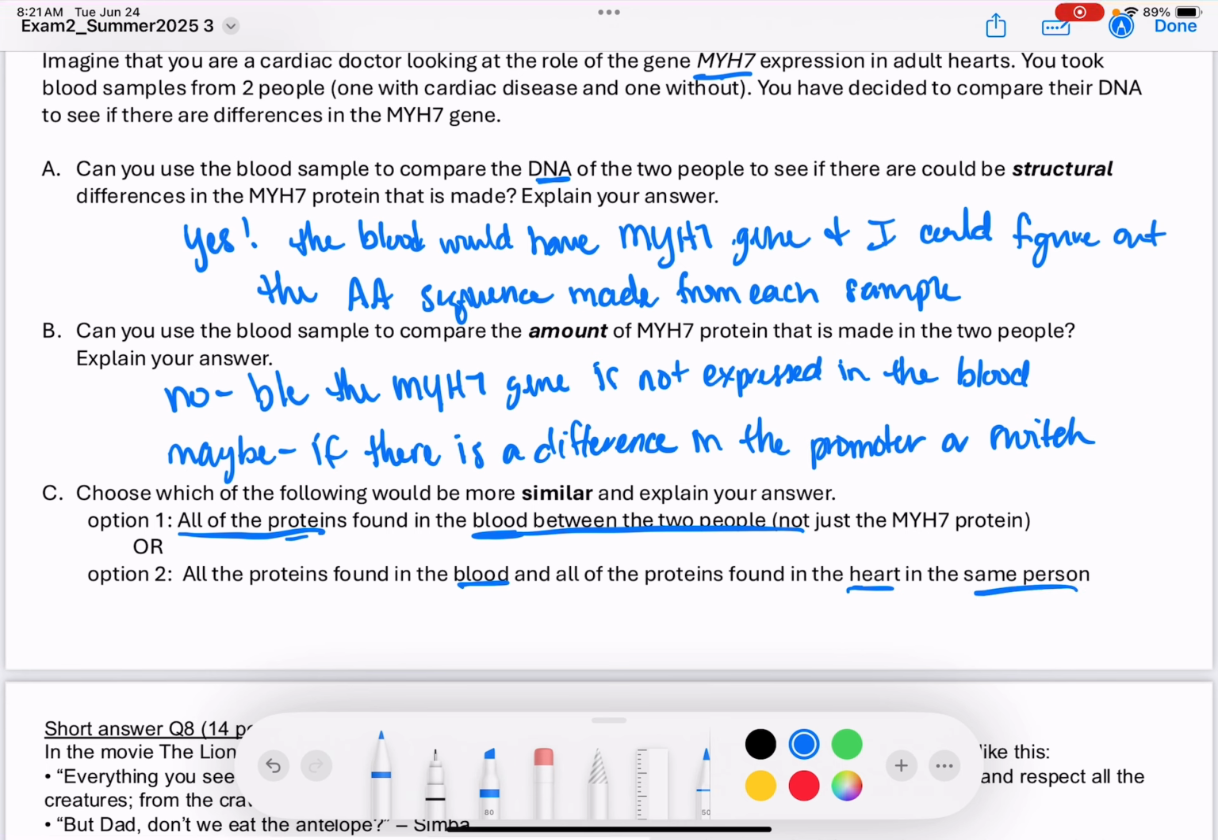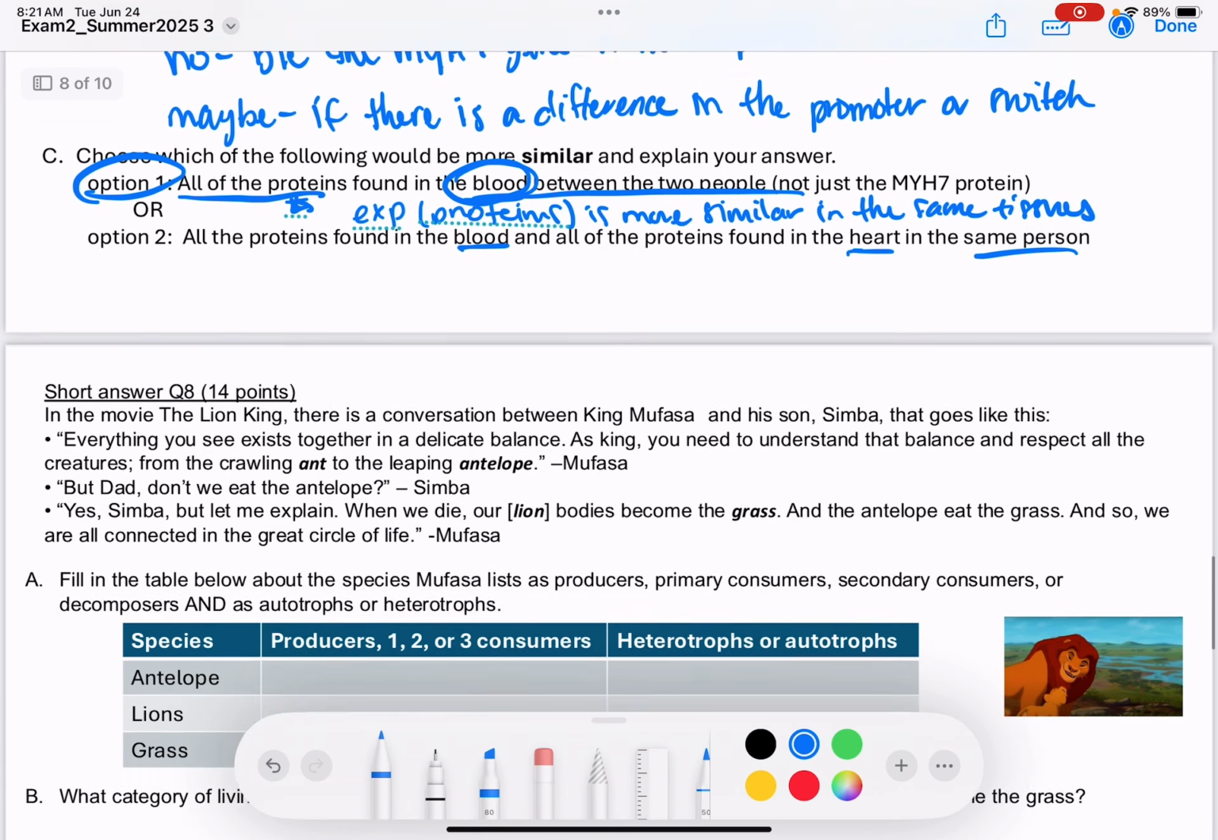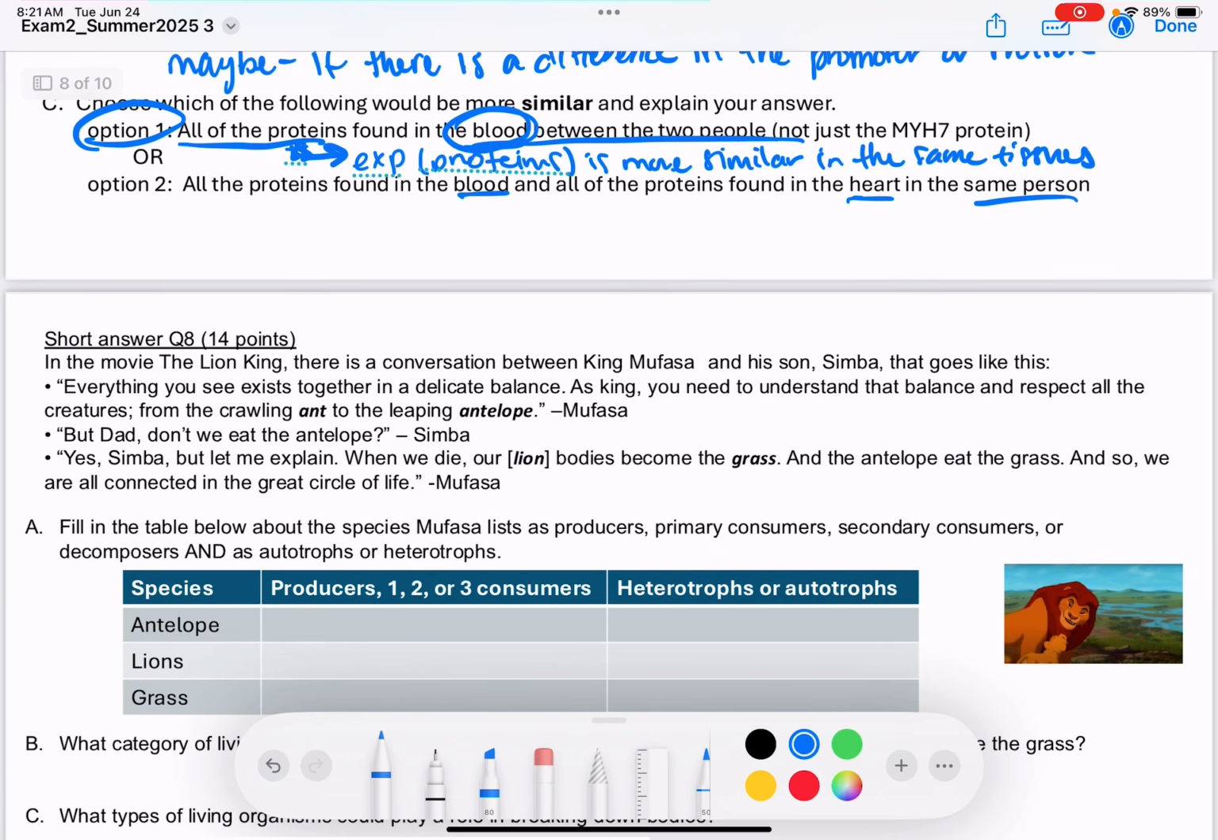So remember, when we have proteins, right, we're going to have more similar expression in the same tissue type. Proteins are the end of transcription, translation, the central dogma, right? So expression is more similar in the same tissues. If instead of asking about all of the proteins, it was all of the DNA, then it would be option 2. But this is asking specifically about all of the proteins, right?